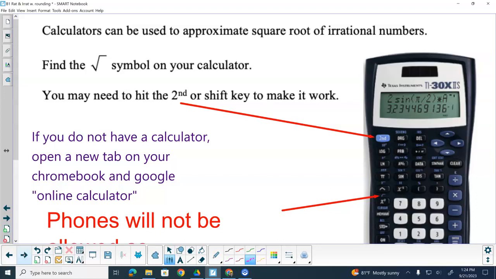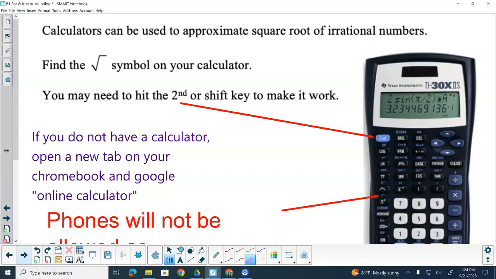If you don't have a calculator yet, this calculator is, I think, $8 at Walmart. It's something that you need. If you're at home tonight without a calculator for your homework, you can always Google online calculator on your Chromebook. I did it the other day, and it popped up without even taking me to another website. There's also onlinecalculator.com, but Google has one right there that you can just use.